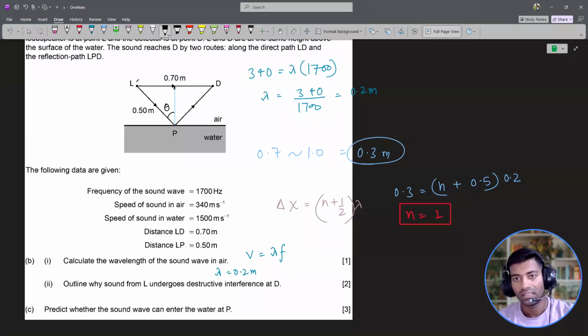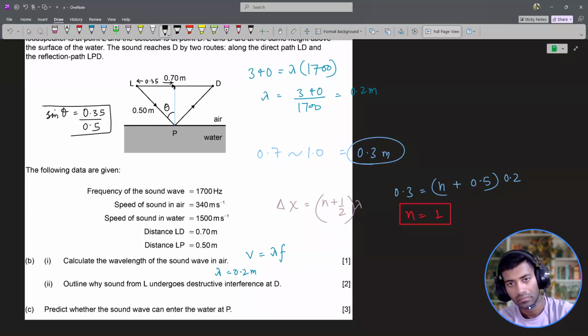So this length will be 0.35 meters because it is half of 0.7. And I can say sine theta is 0.35 divided by 0.5. Let's leave this as it is because we don't need the value of theta exactly. We can just use the value of sine theta. That is what we're going to use. So if you recall Snell's law, it looks something like n1 over n2 equals sine theta 2 over sine theta 1. This equals v2 over v1. We just need to work with this part.